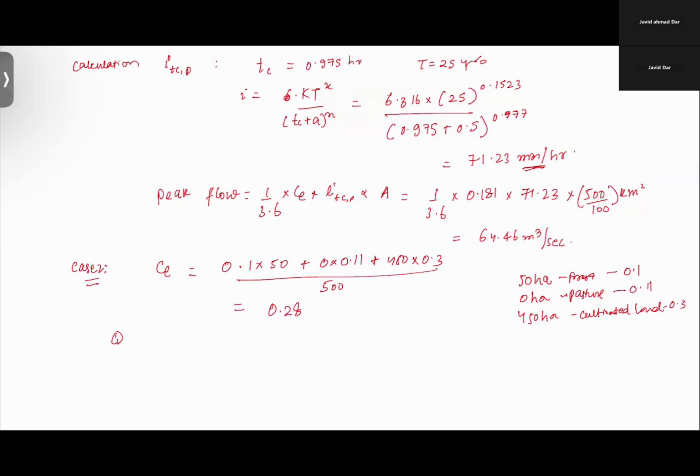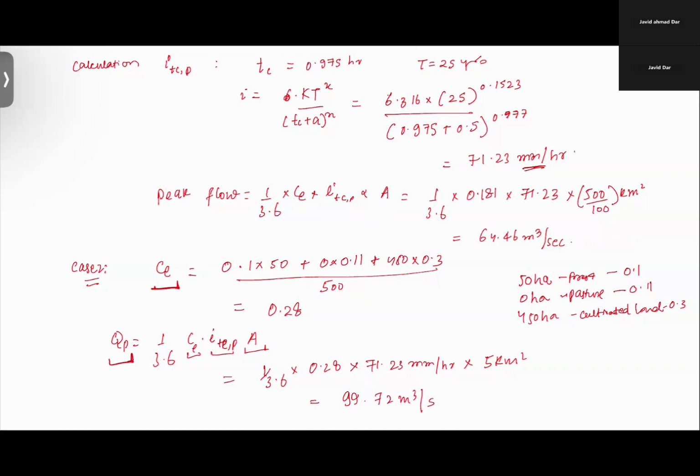Now if you calculate the runoff again, which is the same equation, C into I into the area, the intensity will remain the same, and the area of the catchment is also the same. The only thing that's changing is the equivalent runoff coefficient, and you can calculate by putting here 0.28 and the intensity of rainfall to be 71.23 mm per hour that we computed earlier, and the area to be 5 kilometers square. You get a value of around 99.72 meter cube per second. So the only thing that has changed is that when your runoff coefficient is increasing, the peak discharge is going to increase linearly because it's multiplied linearly here.